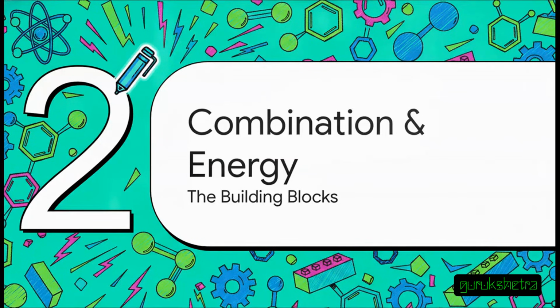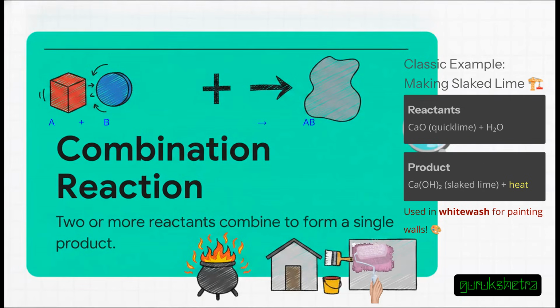Section 2. Combination and energy changes. Let's grab our neon digital pens and jump right into our first major reaction type, the true building blocks of chemistry. Imagine snapping 2 Lego bricks together. That's basically a combination reaction. 2 or more reactants combining to form just a single product. The general formula is simply A plus B yields AB.